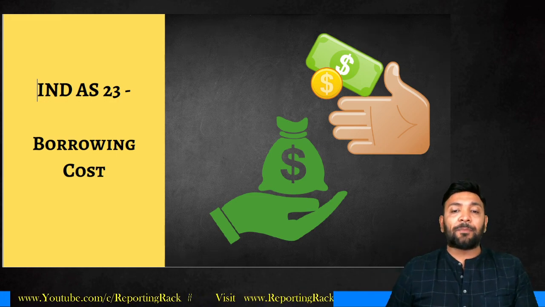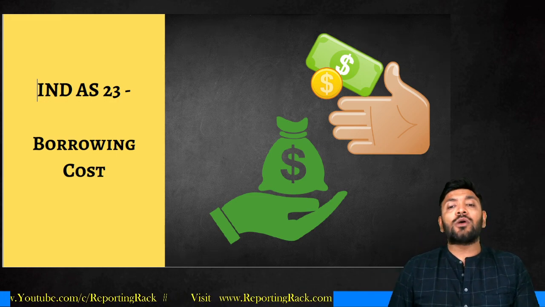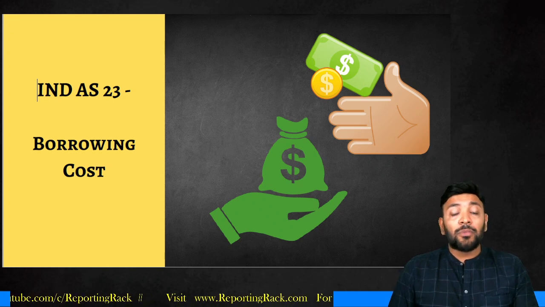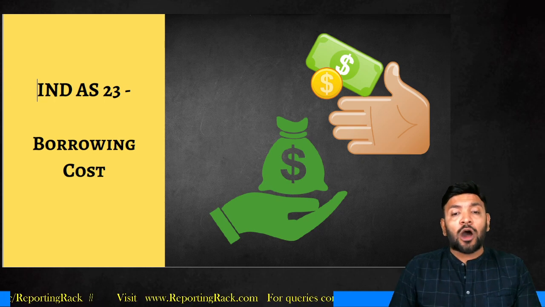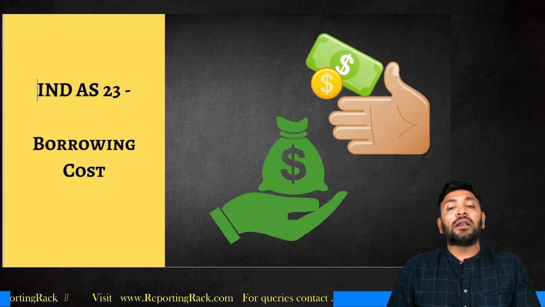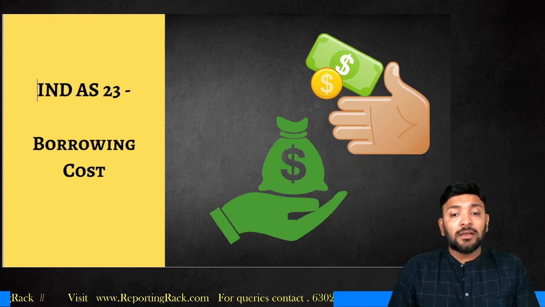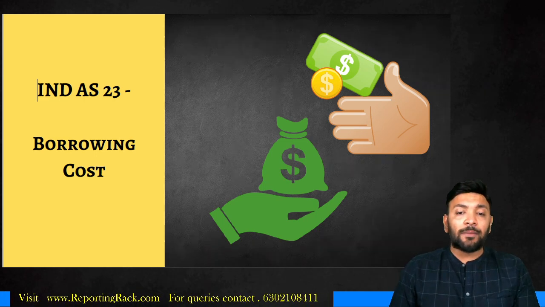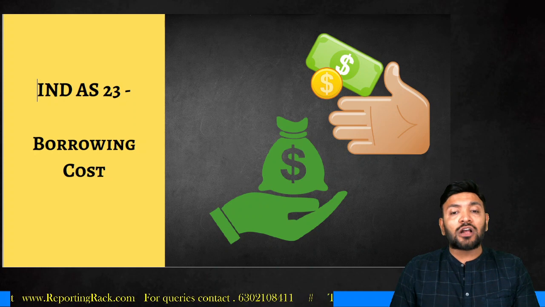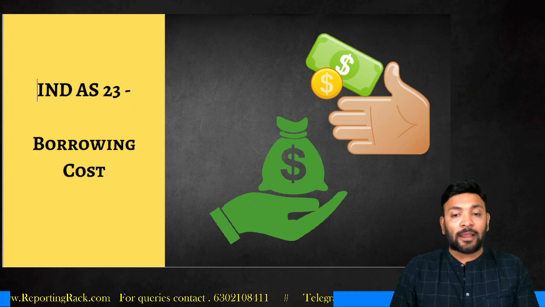Such an amount which I paid in excess is also a cost to the borrower, because I am paying more than what I'm supposed to pay. So premium on redemption of debentures or discount on issue of debentures, which in the debenture redemption topic you call loss on issue of debentures, is also a cost which is incidental to the borrowing.